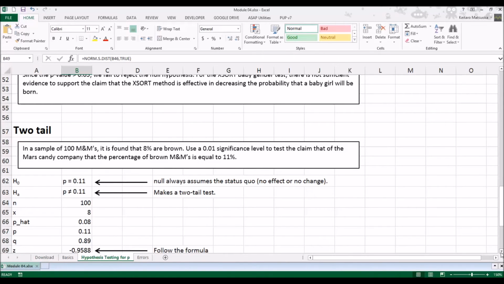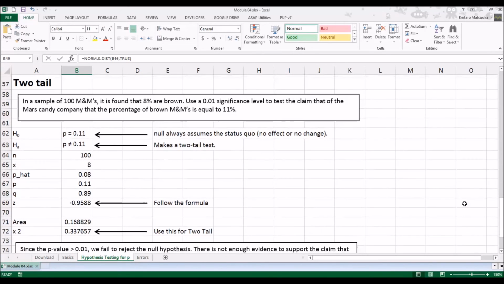So let's look at the two-tail. It's a different problem. In a sample of 100 M&Ms, it is found that 8% are brown. Use a 0.01 significance level to test the claim that the Mars Candy Company claims that the percentage of brown M&Ms is equal to 11%. Okay, so the claimed proportion is 0.11, 11%. So that's what the null hypothesis should be.